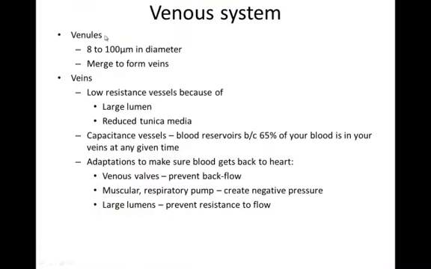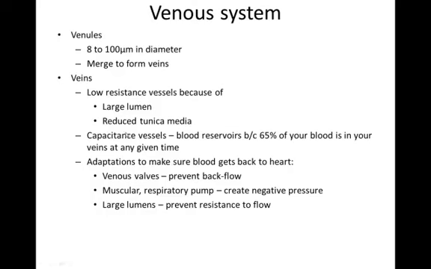Now on the venous side, venules are the smallest of the veins. They're only 8 to 100 micrometers in diameter, and they merge to form veins. Like we've said before, these veins are the lowest resistance vessels because they have a large lumen and a reduced tunica media. They're called capacitance vessels because they're blood reservoirs. They hold up to about 65% of your blood at any given time. So most of your blood right now is just sitting around in your veins.